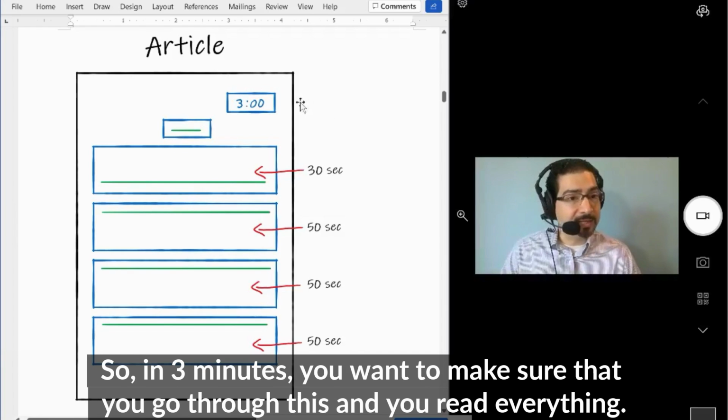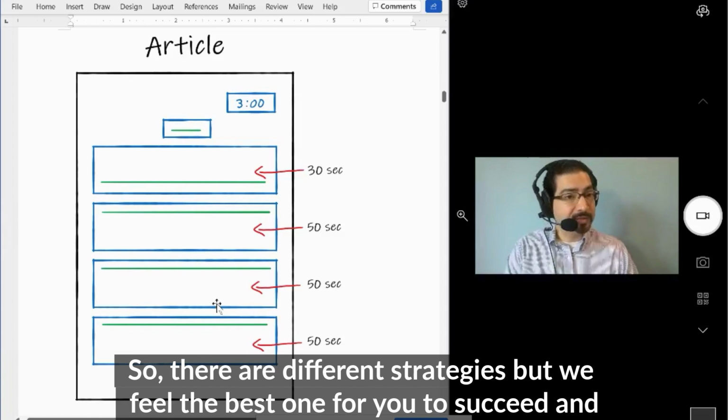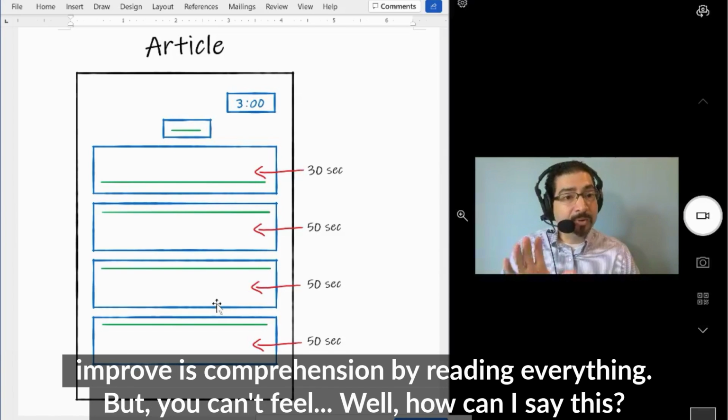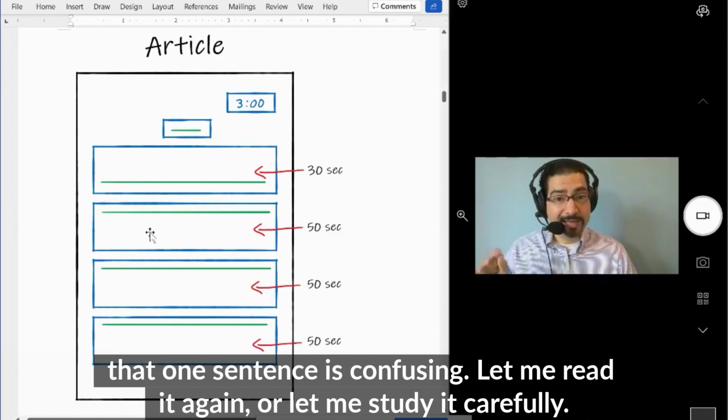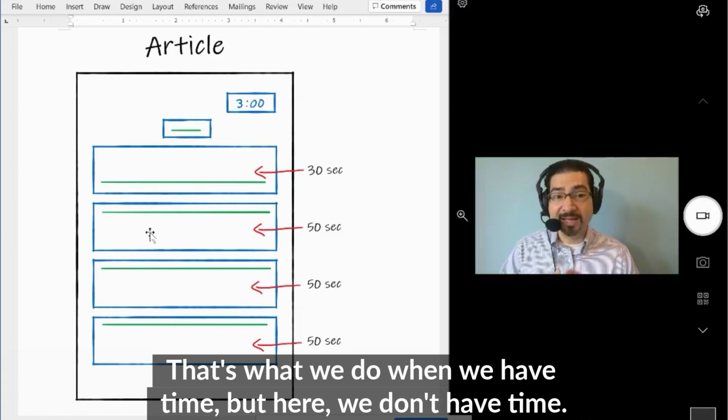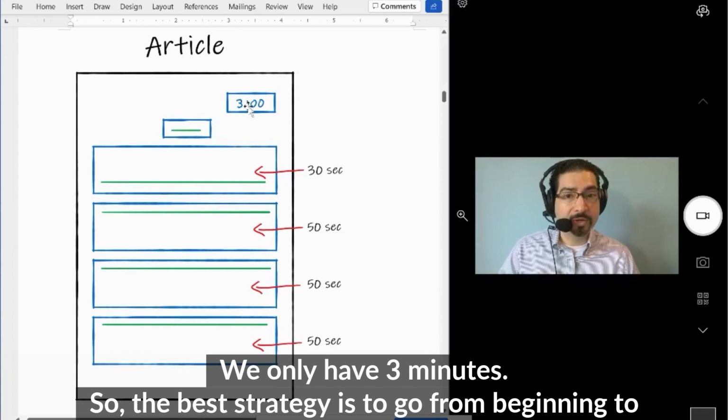So in 3 minutes, you want to make sure that you go through this and you read everything. There are different strategies, but we feel the best one for you to succeed and improve is comprehension by reading everything. Don't allow yourself to fall into the trap of, oh, that one sentence is confusing, let me read it again, or let me study it carefully. That's what we do when we have time, but here we don't have time. We only have 3 minutes.